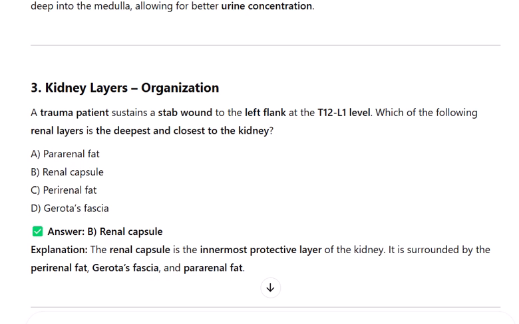B. Renal capsule. Explanation: the renal capsule is the innermost protective layer of the kidney. It is surrounded by the perirenal fat, Gerota's fascia, and perirenal fat. 4. Renal segments, surgical consideration.